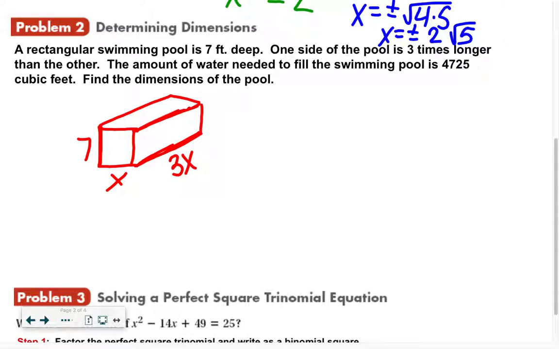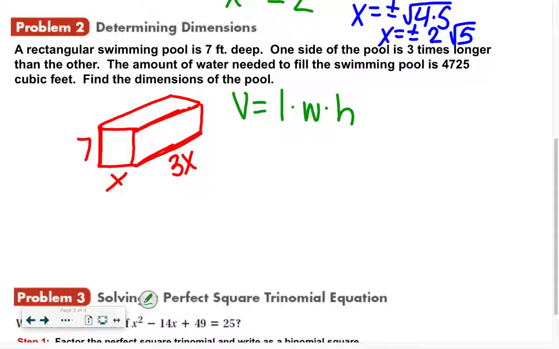It tells me the amount of water needed to fill a swimming pool is 4,725 cubic feet. Cubic means I have 3 things multiplied together. 4,725 sounds like volume, right? Anybody know the volume equation of a rectangular prism? Yeah, length times width times height. How did I even remember that? I don't know.